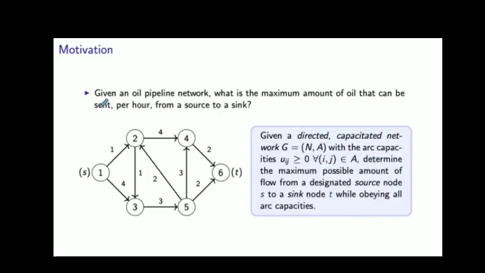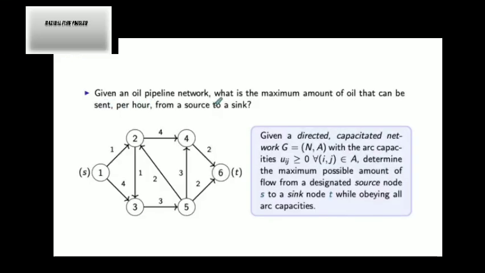Consider, for example, an oil pipeline network represented in this figure. And so you have directed arcs. In this case, the weights of the arcs describe the capacity of each arc. In particular, in our example, it would be the amount of oil that we can send per hour, say in thousands of barrels per hour.